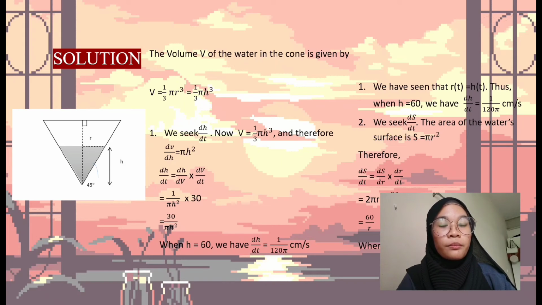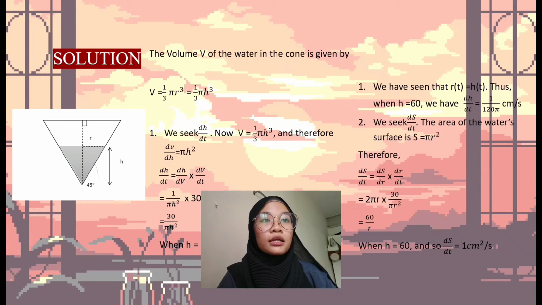When h = 60, we have dh/dt = 1/120π cm per second. We have seen that r = h tan 50. Thus, when h = 60, we have dr/dt = 1/120π centimeter per second.